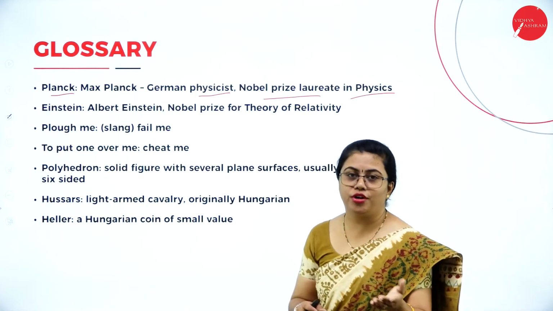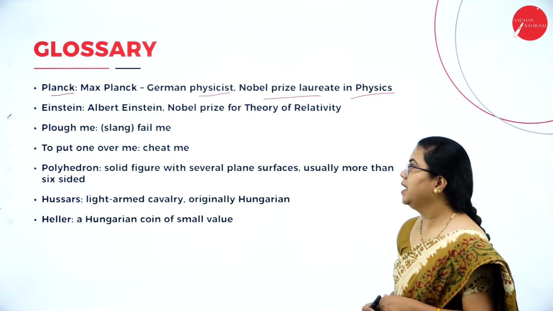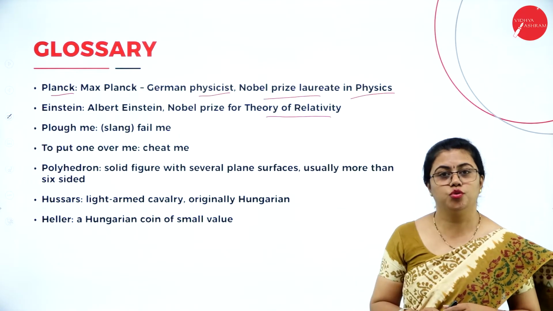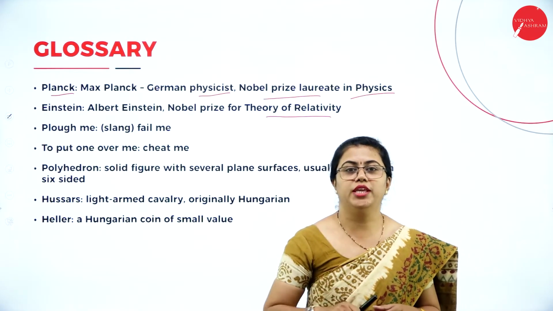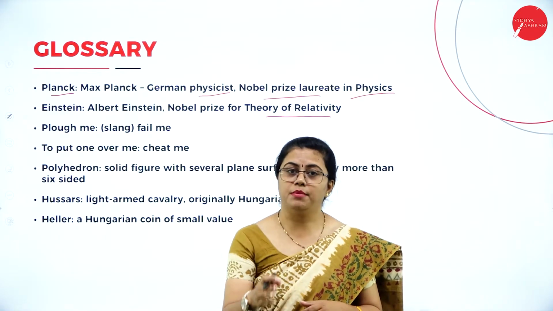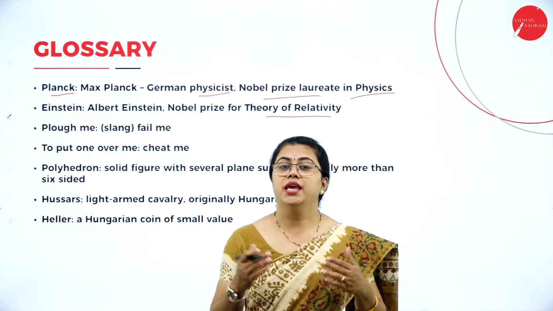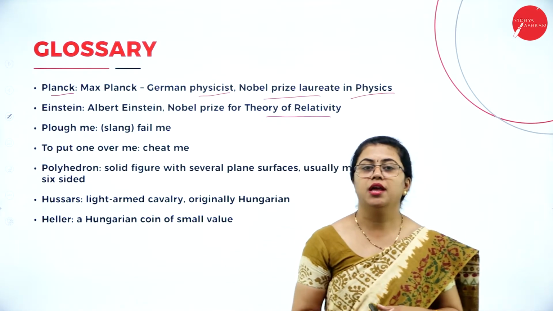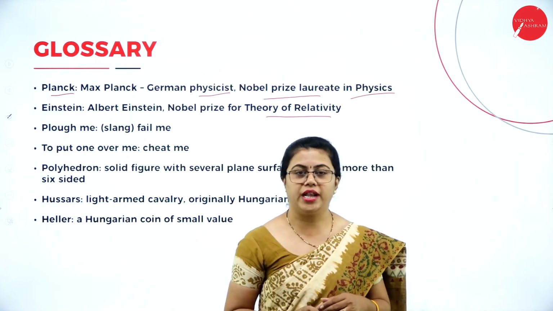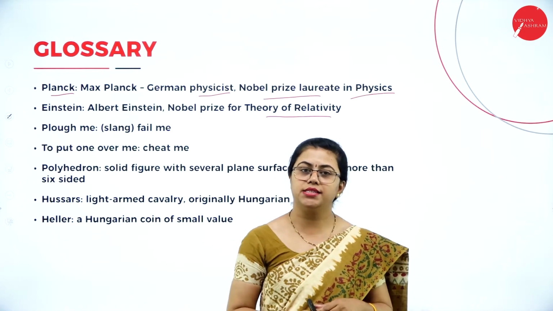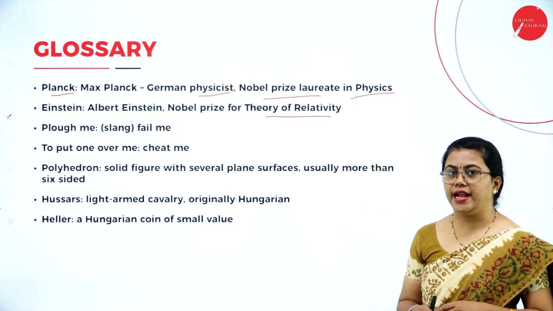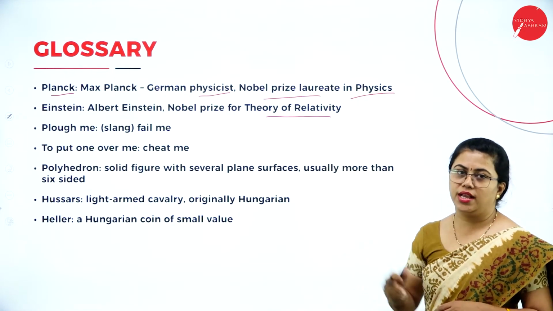Next, we have Einstein. You already know who Einstein is. He is Albert Einstein. He is a Nobel laureate for the theory of relativity. This theory is also used in this one act play. So how do they use it? Wasserkoff gives a wrong answer intentionally, but somehow the teachers had to prove it right, because if they accept that it is wrong, then they would have to refund the fees. So they use this theory of relativity and prove his answer as correct. So there they use Albert Einstein's theory of relativity. So that is where his name also comes.